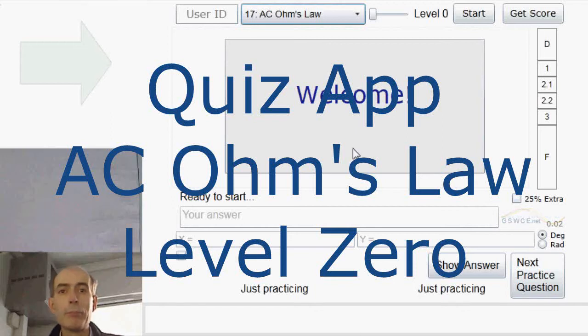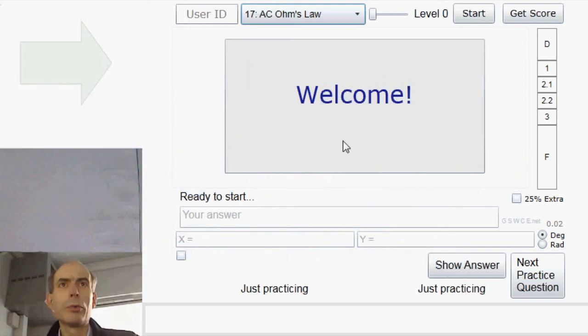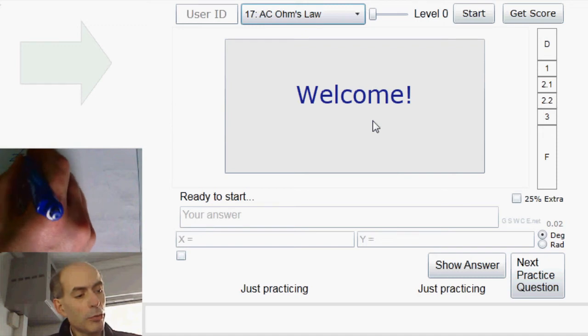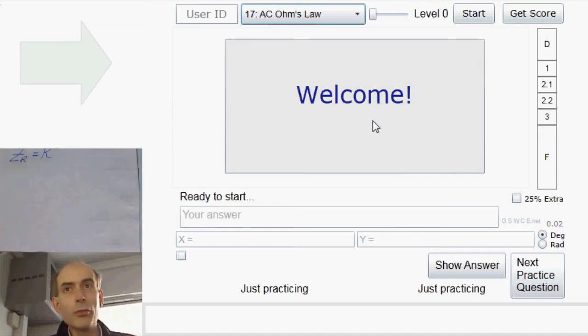Hello. This time looking at the AC Ohm's law quiz topic, which is just the same sort of thing as we did with Ohm's law in the first quiz, except using the complex impedances of the components rather than just their resistance. As a quick reminder, the impedance of a resistor is just equal to the resistance.